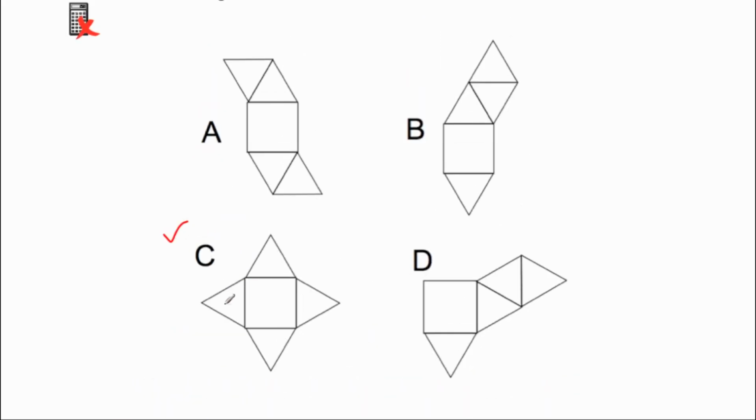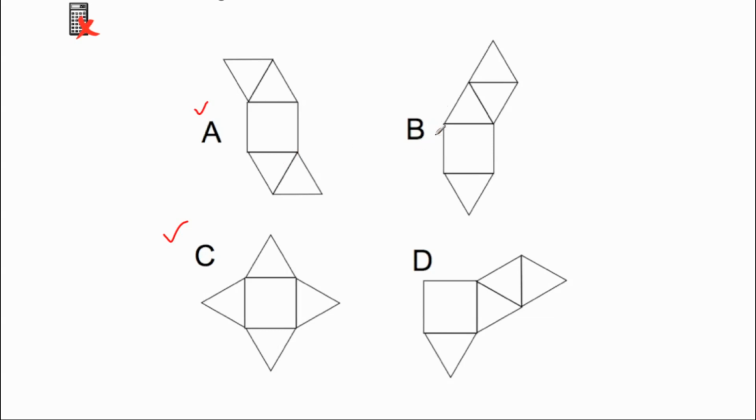Okay, so C is the net of a square-based pyramid. We've got the base, and we've got the 1, 2, 3, 4 triangles that would fold upwards to meet at that top of that square-based pyramid. Okay, let's have a look at A. So if we had A, that would be the front and that would be the back. They would fold up to be the triangles at the front and the back. This one would fold to be a triangle on the left hand side, and this one, if you folded A up, would be a triangle on the right hand side. So A would make a square-based pyramid.